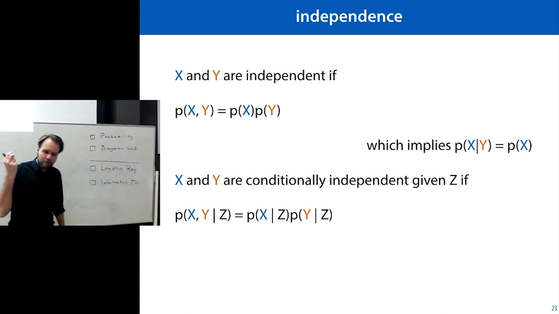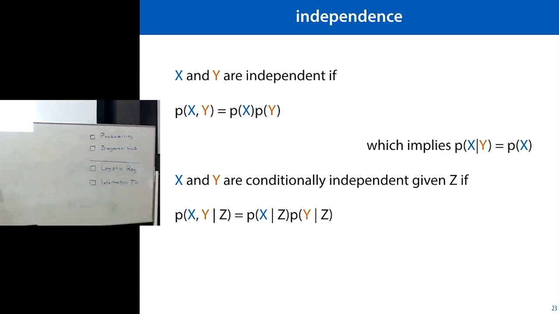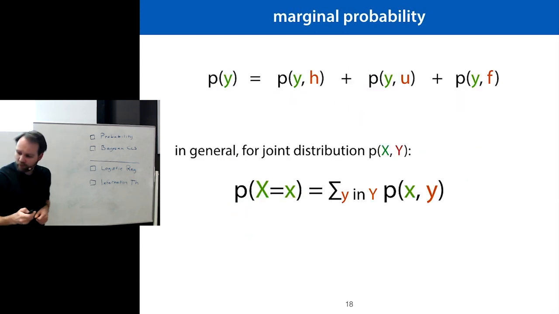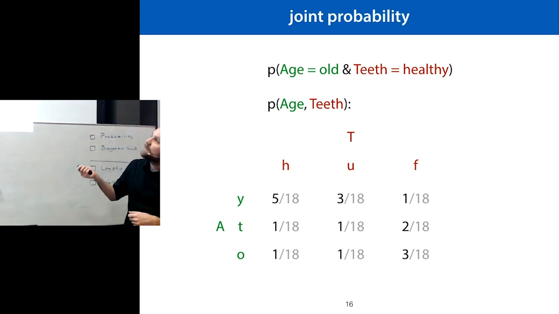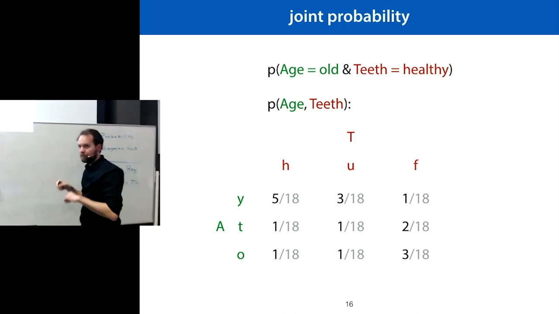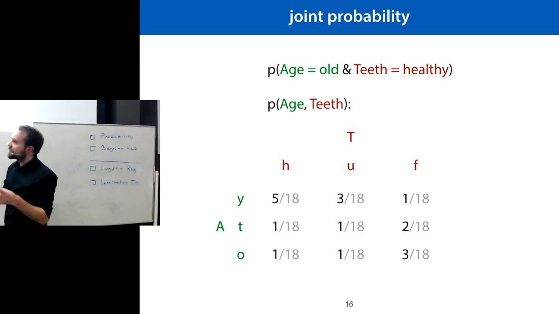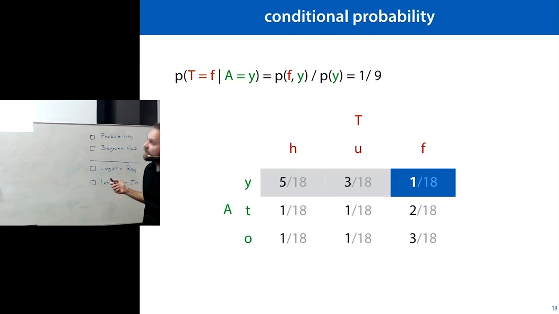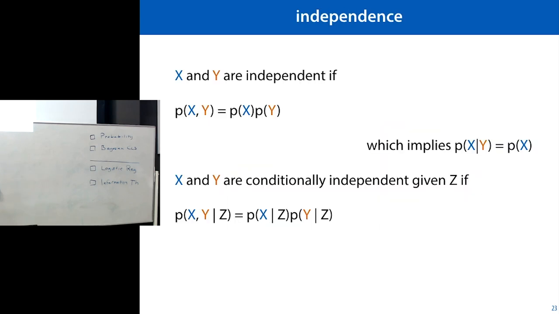So we saw conditional probability. X and Y are independent if knowing X doesn't tell us anything about Y, and vice versa. Which basically means that the joint probability factorizes into separate probabilities. Or in other words, if you look at this big table of the joint probability, then all these values are just the marginal probability over A times the marginal probability over T. So if this table follows from the multiplication of the marginal probabilities, then we say that the random variables are independent. So knowing the value of one doesn't tell us anything about the value of the other.